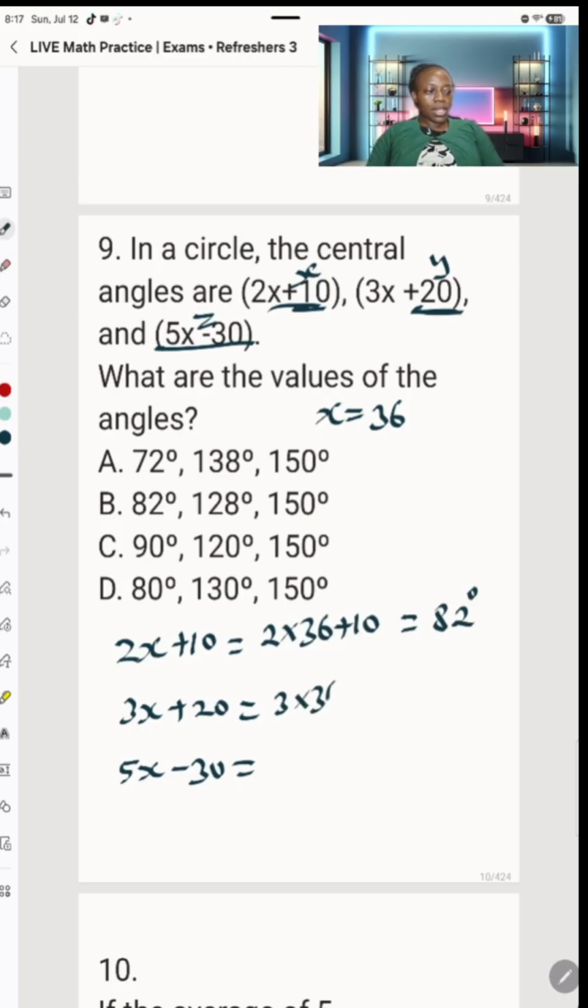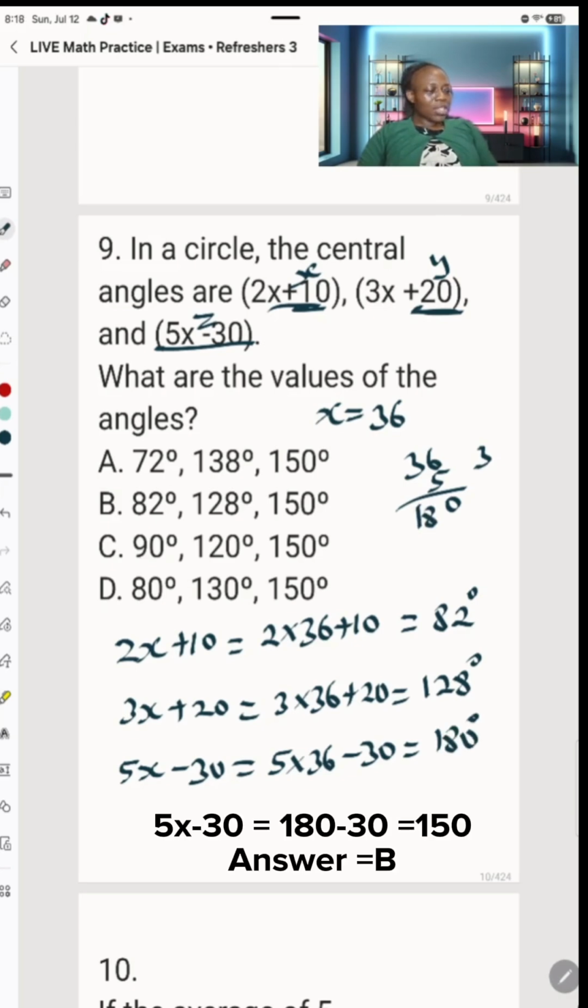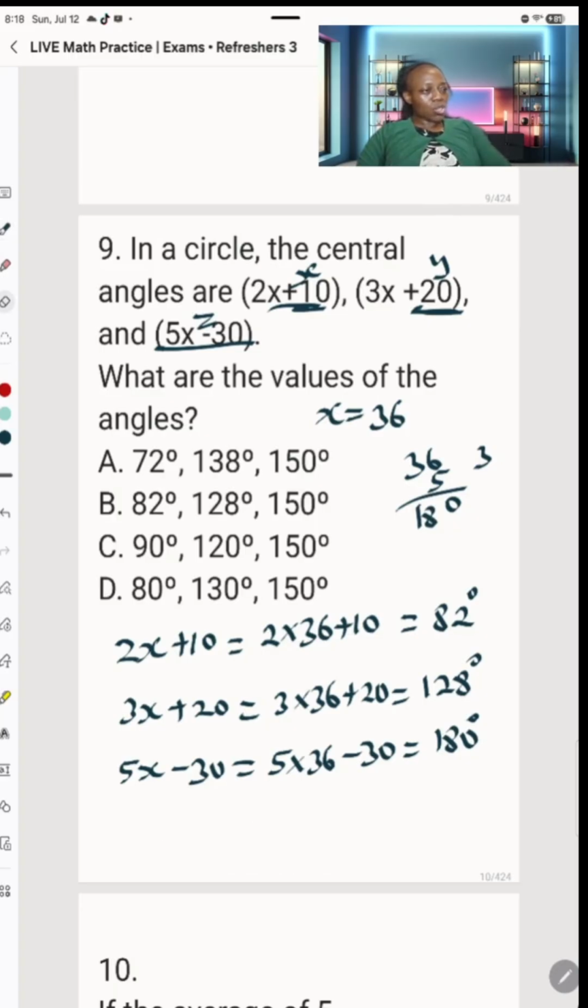3 times 36 plus 20. That will be 108 plus 20, that is 128 degrees. 5 times 36 minus 30. That will be 36 times 5, which is 180 minus 30, that is 150 degrees. So let's check which one is our answer there. The question asks us to find the value of the angles.